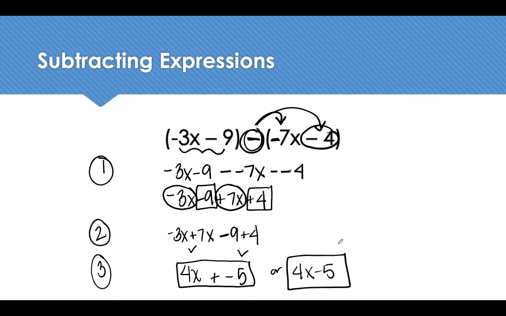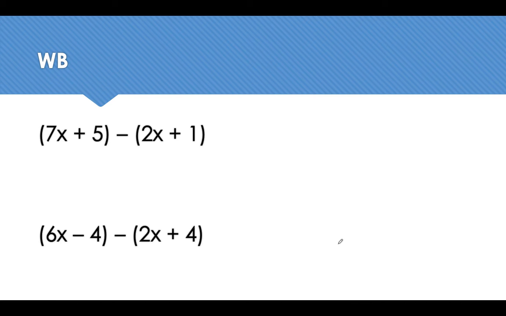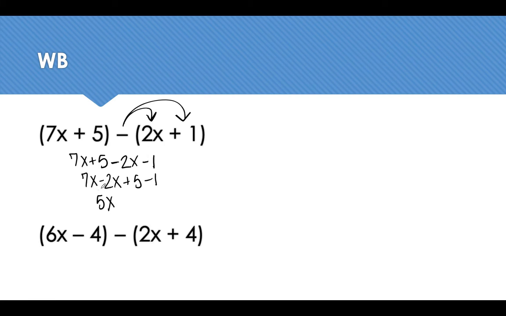Okay, let's try 2 on your own. For example 1, you should have gotten 7x plus 5 minus 2x minus the +1. If I rewrite it with the like terms in order, 7x minus 2x and plus 5 minus 1, that becomes 5x. 7 minus 2 is 5x. 5 minus 1 is 4. Put a plus sign in between for our final answer of 5x plus 4.